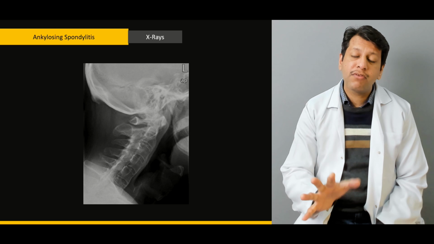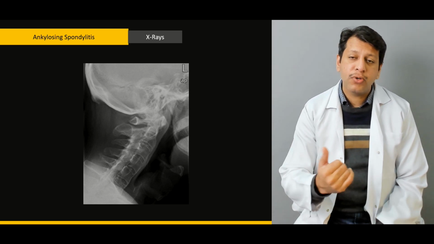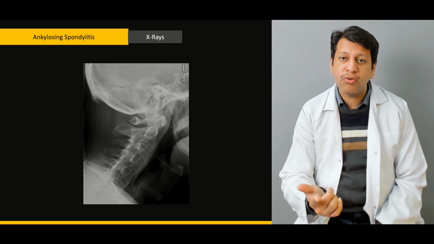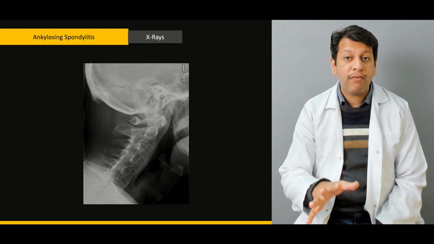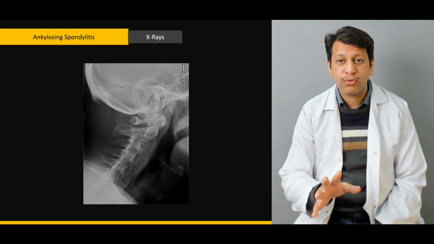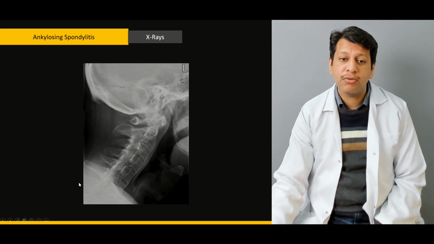So this is where the difference between DISH and ankylosing spondylitis comes in, because DISH usually does not involve the disc. There will be no bamboo spine, and there will be diffuse hyperostosis, but there will be no marginal syndesmophyte formation as compared to ankylosing spondylitis.